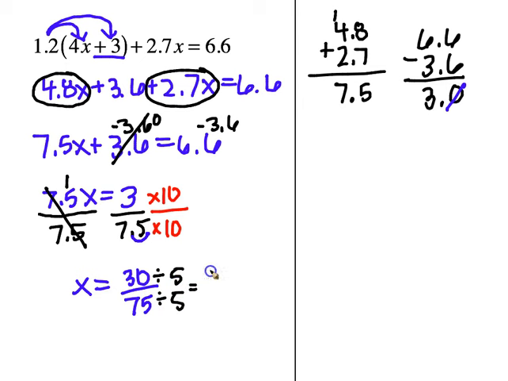Leaving me with 6 over 15. However, if you take a close look, this is still not reduced. I can go ahead and reduce once more. I've noticed I can divide both terms by 3, so I'm going to go ahead and divide by 3. And my final answer would then be x equals 2/5.